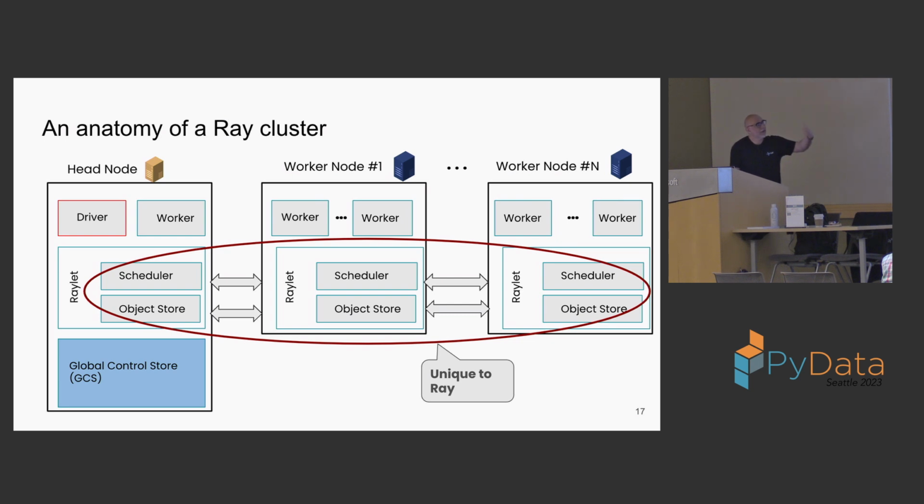Anytime a Raylet wants to schedule something, it consults the global store, and periodically, every 10 milliseconds, the store broadcasts the current state of all the resources: how many hardware resources I have, how many GPUs I have. And if a new worker comes in, it registers itself with the global store, and then it broadcasts. So the Raylet at any point has an idea of what my resources are across the entire cluster. And this all happens behind the scenes. You don't have to worry about it. Ray takes care of that. So that's the anatomy of a cluster.